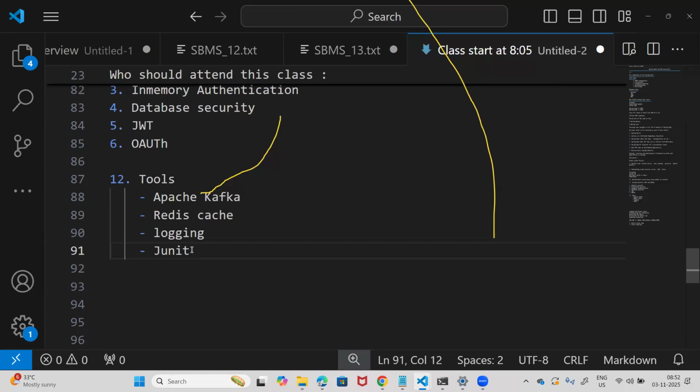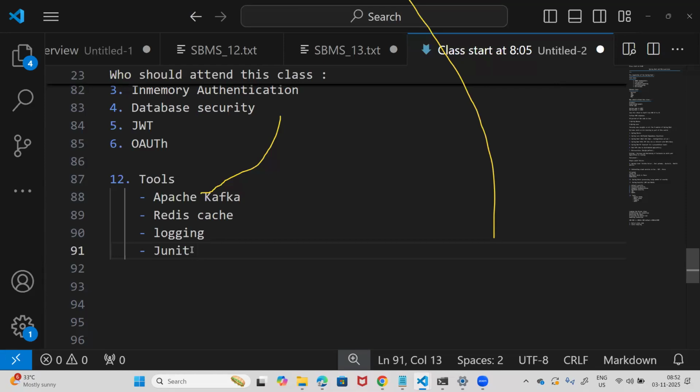Mocking is part of JUnit, guys. When there is an external call, suppose in your code you are trying to interact with the database, or you are trying to interact with the cloud. At that time, you need to mock the external calls, guys.